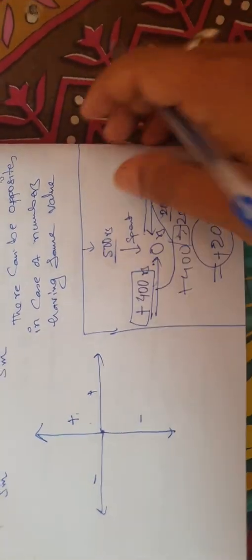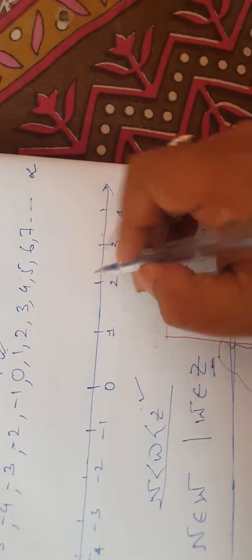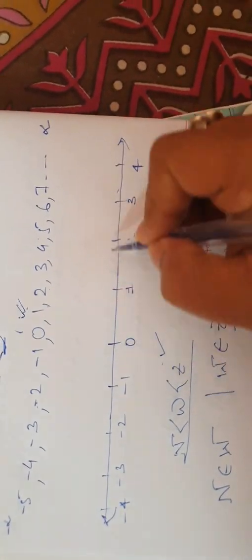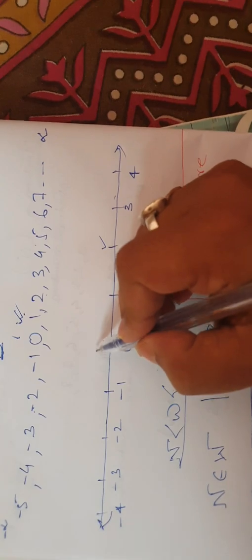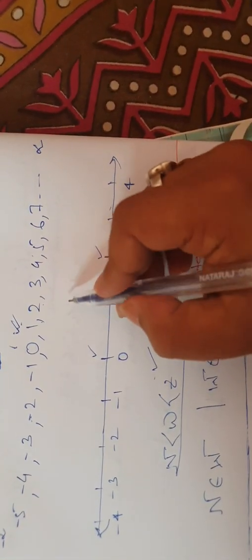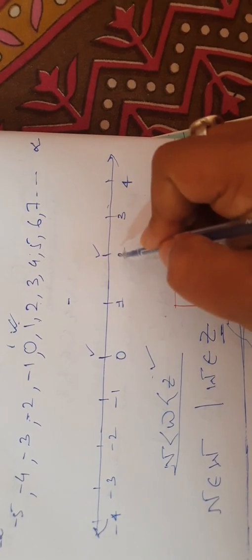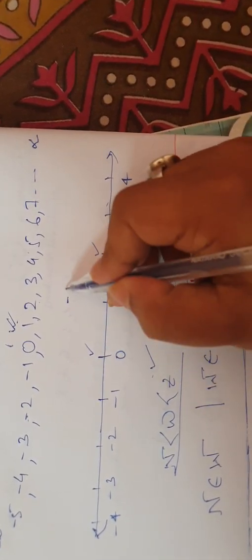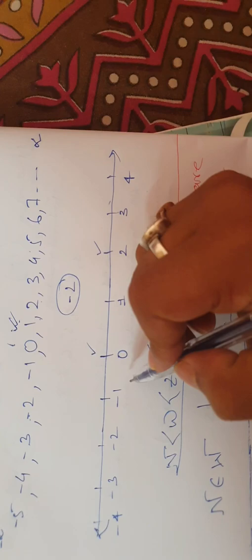Suppose, for example, a mobile company, I'm giving you another example. Suppose you had 2 rupees balance. You made a call, and your balance came to 0 rupees. How? Because 2 rupees were deducted. So from 2, how did it become 0? It became minus 2, isn't it?